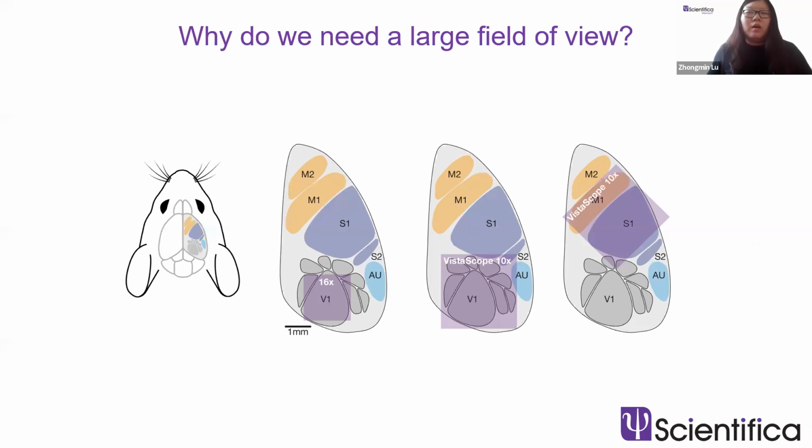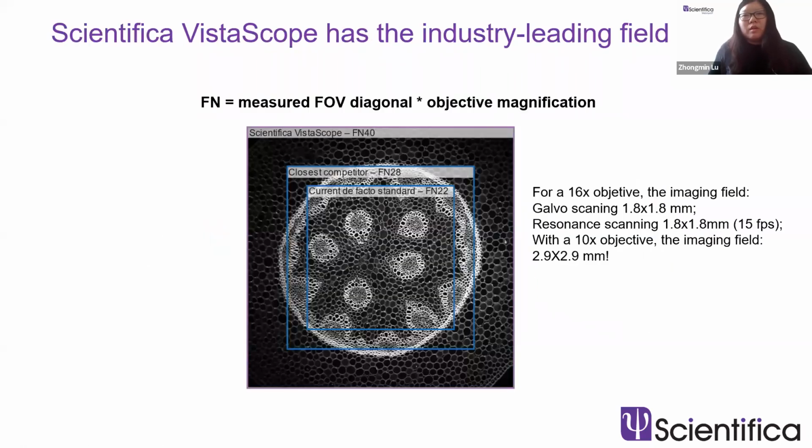Also, we usually notice that we are facing a really high dimensional data space. And that also requires us to really push the boundaries of field of view in our system. Scientific microscope has the industry-leading field of view as measured in the field number. And this is the actual size we offer from our system. With the 16x objective it is 1.8 millimeter in both Galvo scanning and the resonance scanning.